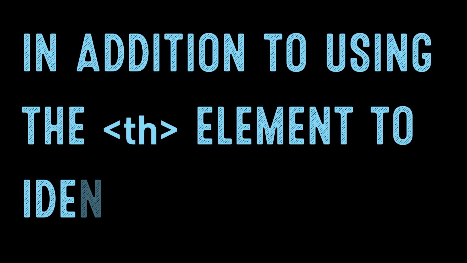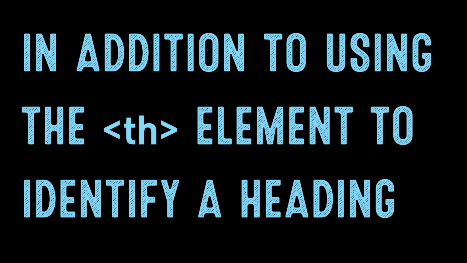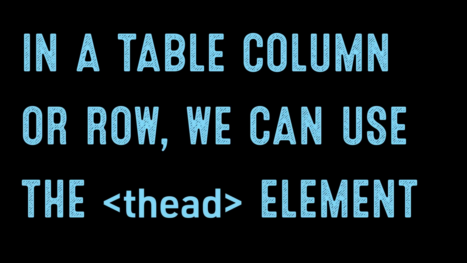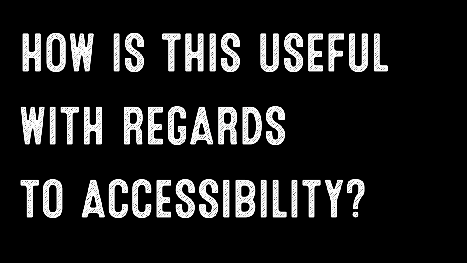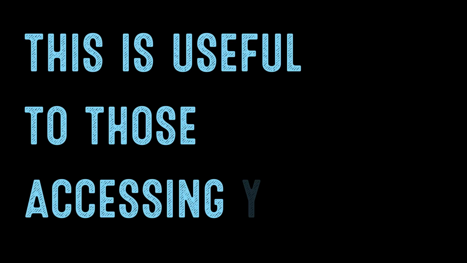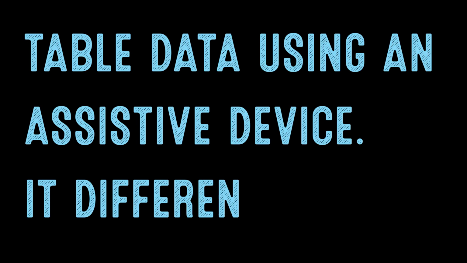In addition to using the th element to identify a heading in a table, column, or row, we can use the thead element to further indicate the first row as a header row in a table. How is this useful with regards to accessibility? This is useful to those accessing your table data using an assistive device.